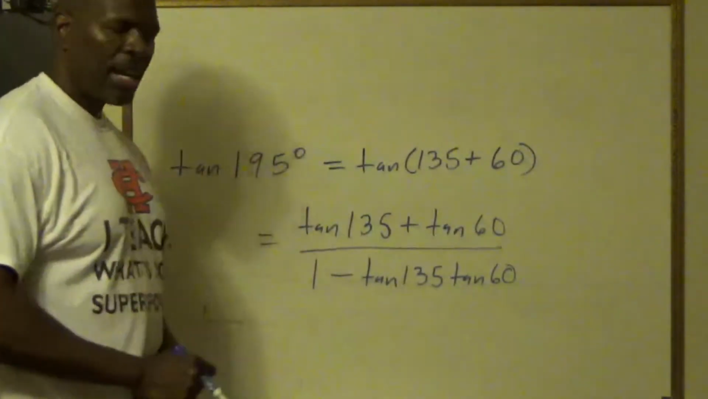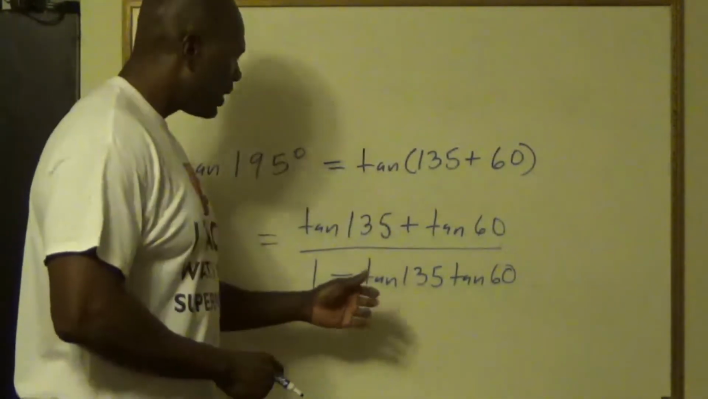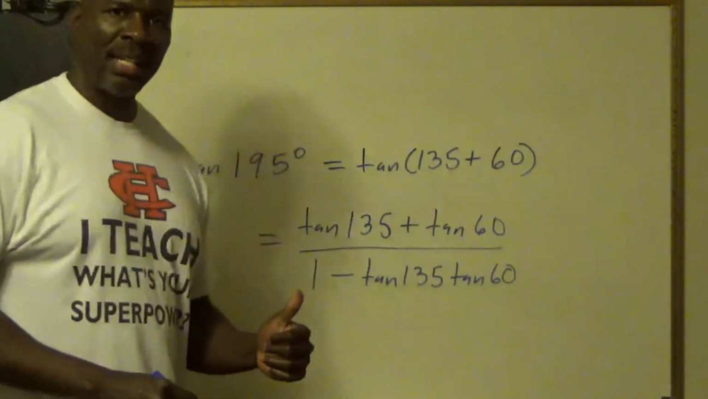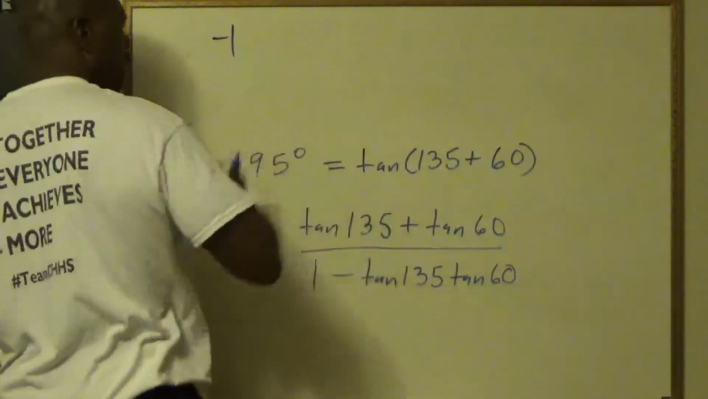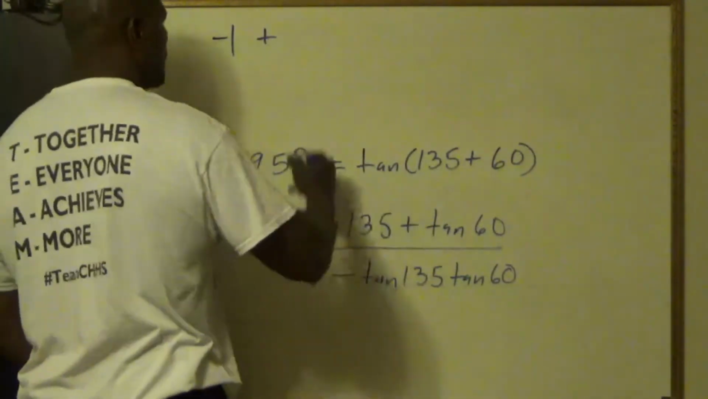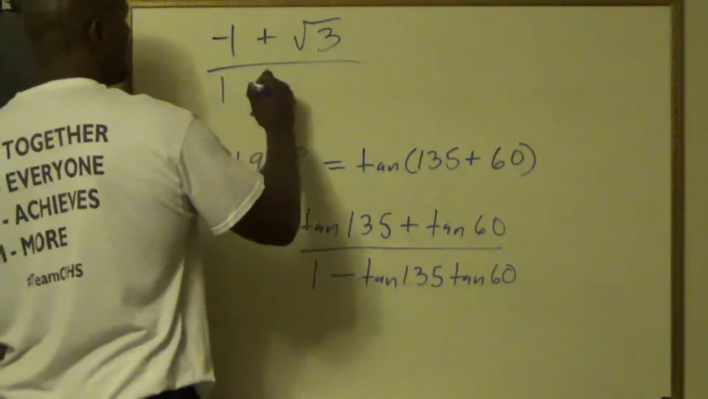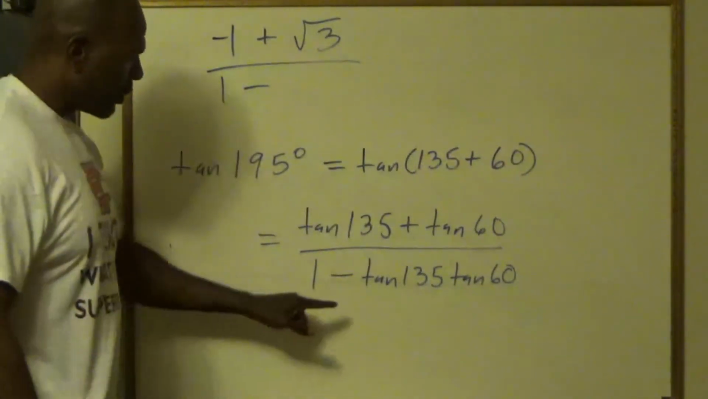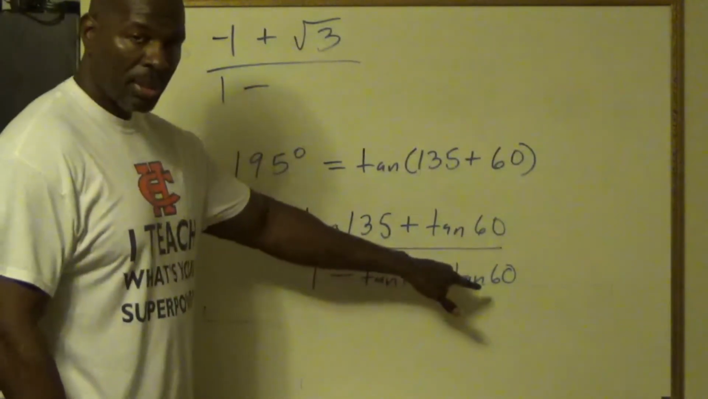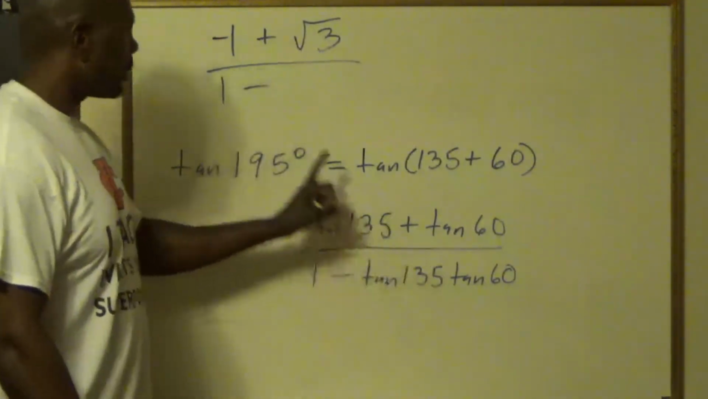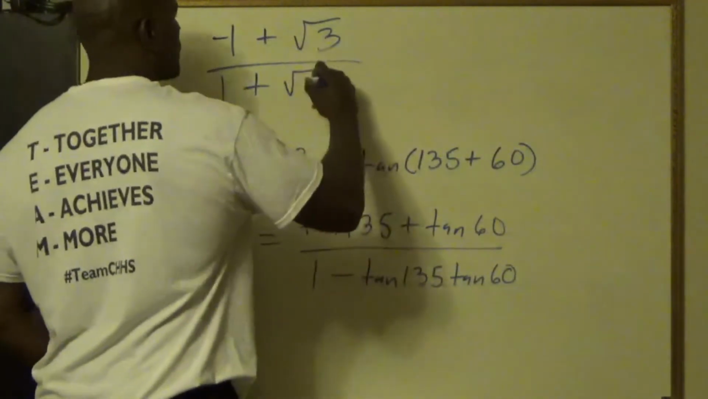So let's see, 135 has a reference angle of 45, tangent of 45 is 1. 135 is in quadrant 2 and tangent is negative in quadrant 2. So the tangent of 135 is negative 1. So this is negative 1 plus the tangent of 60, which is the square root of 3, over 1 minus. Now again, this will be negative 1 times the square root of 3. So that's the negative square root of 3. So this minus sign will turn to a plus. So plus the square root of 3.